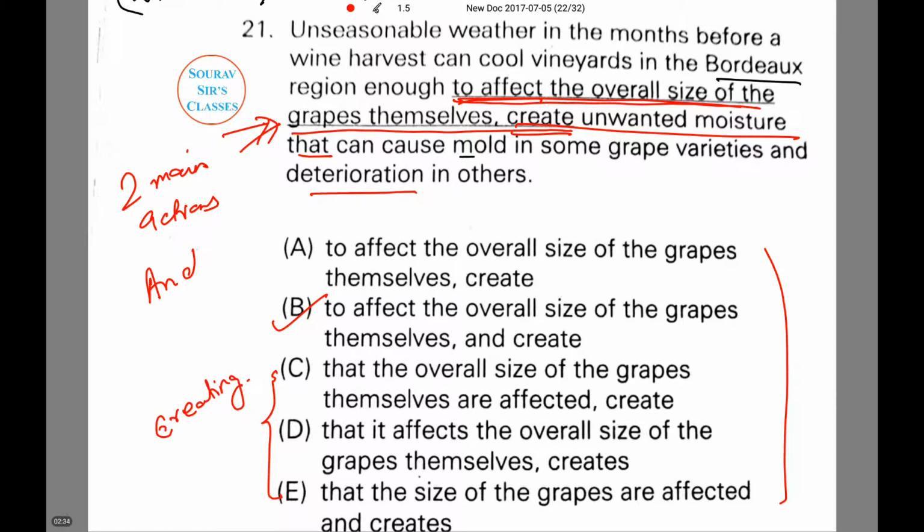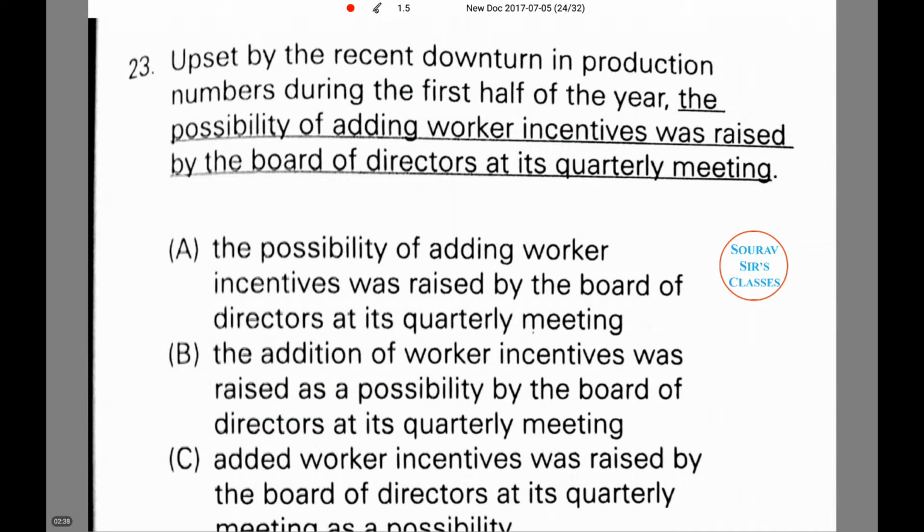Now let's analyze the next question. We have a similar question in the next one. Upset by the recent downturn in production numbers during the first half of the year, the possibility of adding worker incentives was raised by the board of directors at its quarterly meeting. That is this one.